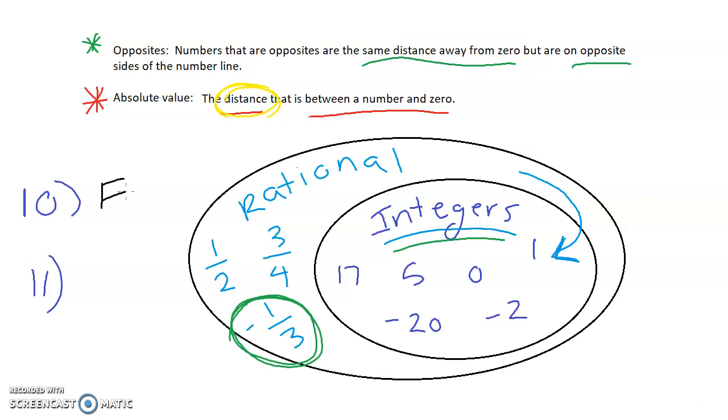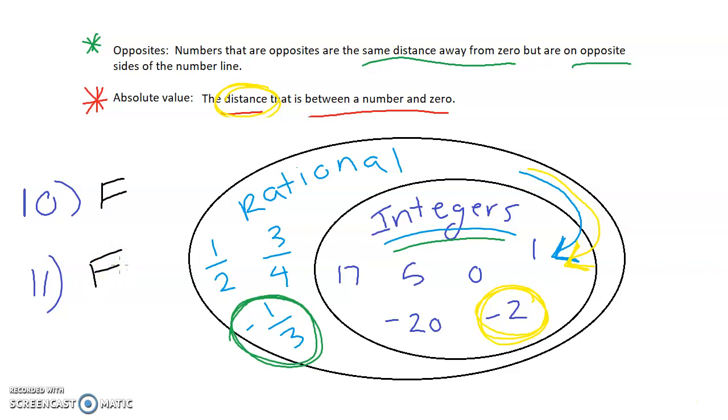All right, number 11, true or false, the rational numbers do not include any negative numbers. Well, as I already stated, the rational numbers include every integer, and we have negative numbers as integers. So the rational numbers do include negative numbers. So number 11 is also going to be false.